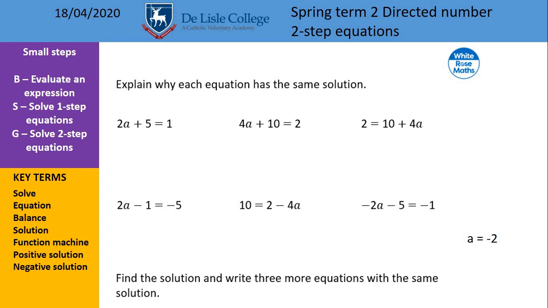And then the bottom right-hand side, minus 2a minus 5 equals minus 1, is a rearranging of the bottom left one. On that one, bottom left, we had a positive 2a minus 1. We've taken away 2a from both sides. Again, we say both sides because we balance. And you can see that's then minus 2a minus 5 equals minus 1.